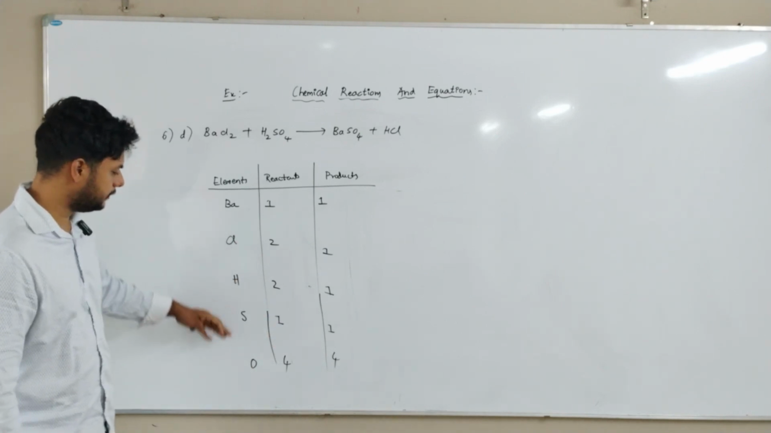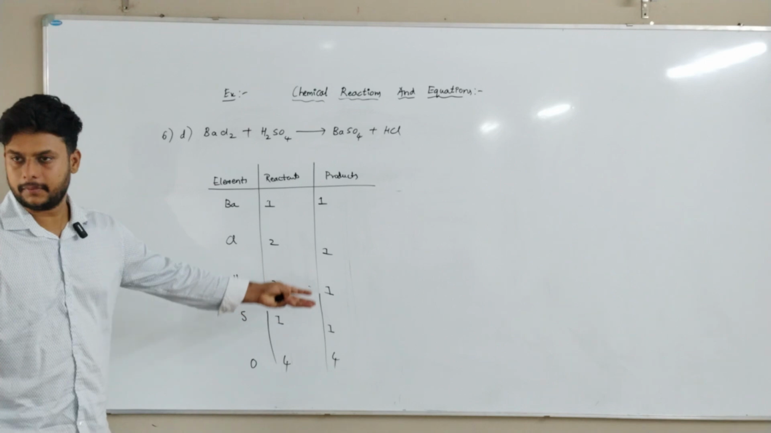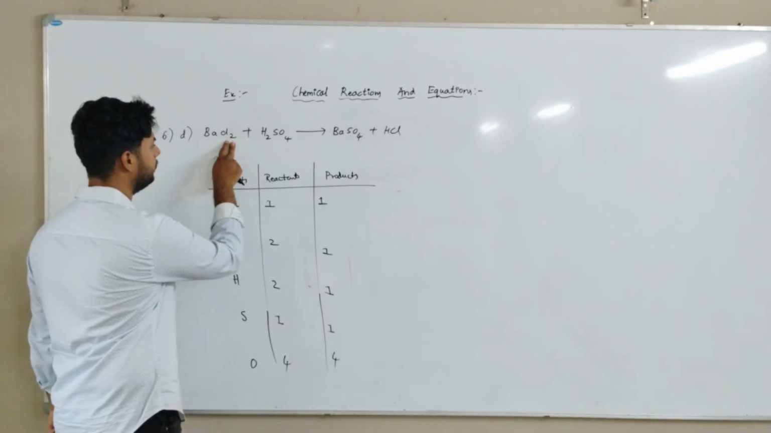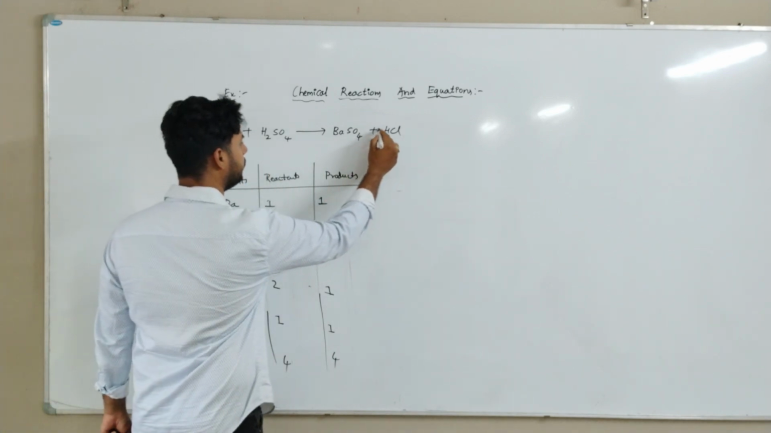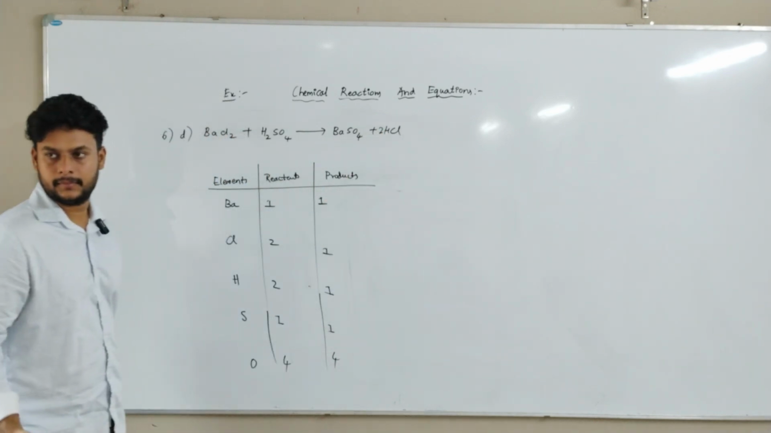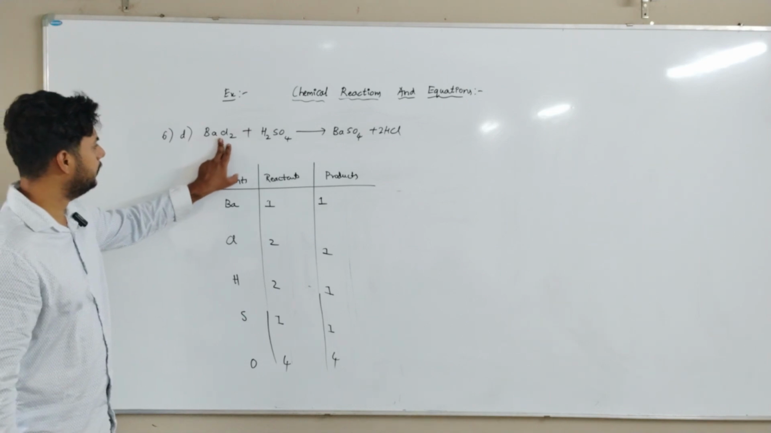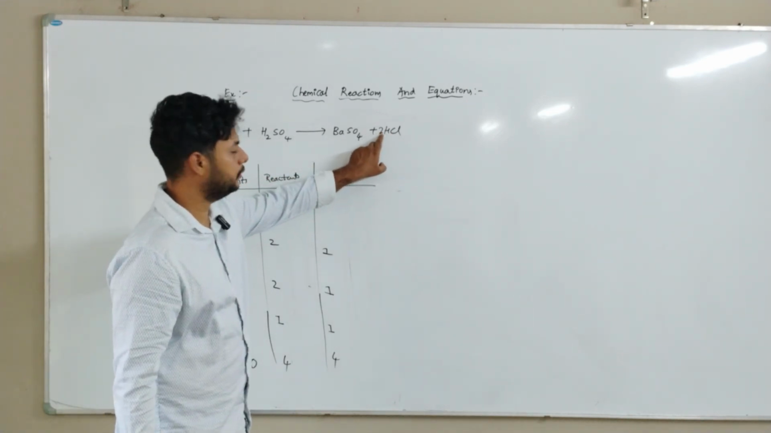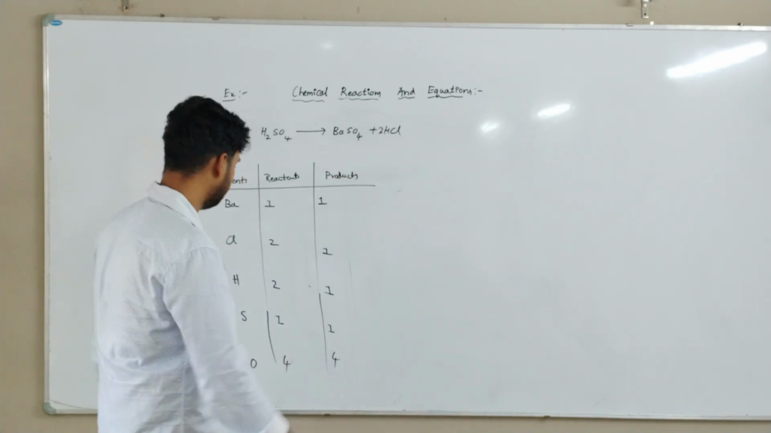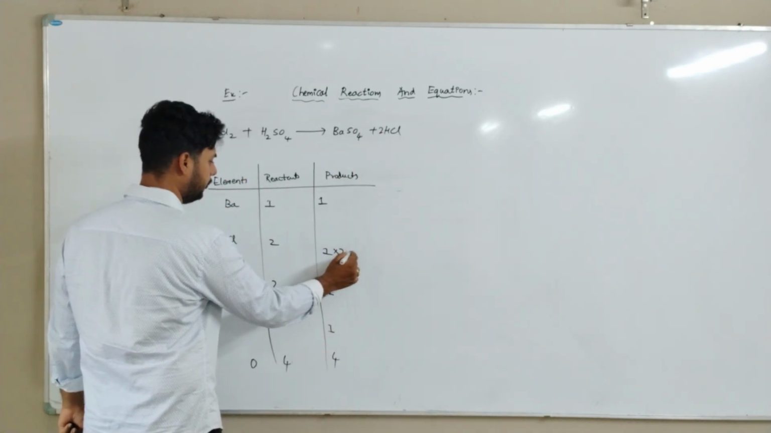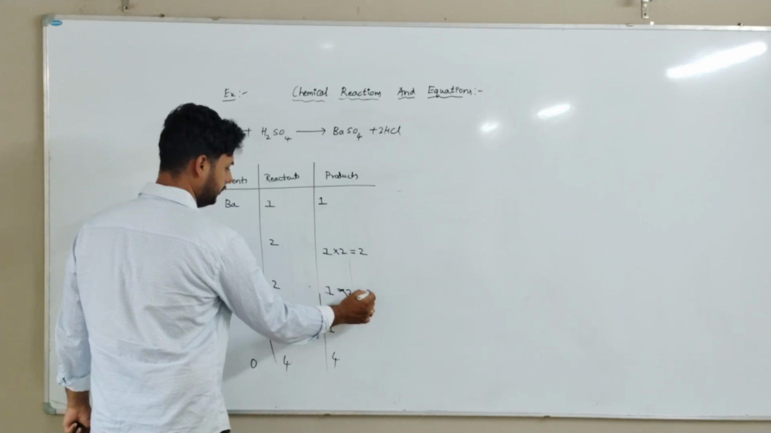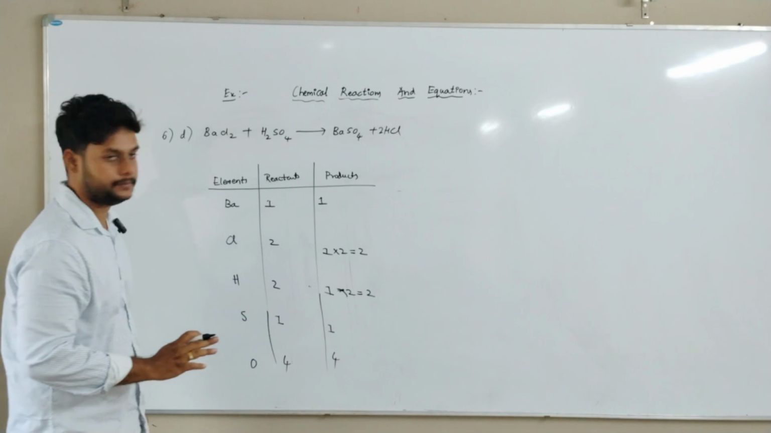So anyhow you can start. Only O is balanced. You can start from anywhere. So the easiest is BaCl2 is there. H2 is there. I will make this 2HCl. Yes or no? Here also Cl2 was there. Here also H2 was there. Now H got 2, Cl got 2. Correct? So this got balanced. H got 2, 1 into 2, 2. Cl, H, 1 into 2, 2. This and this got balanced.